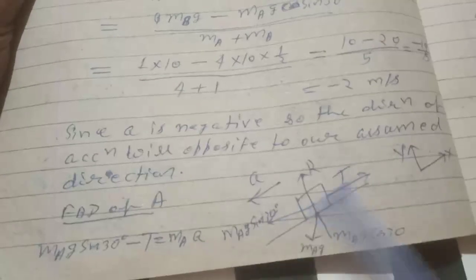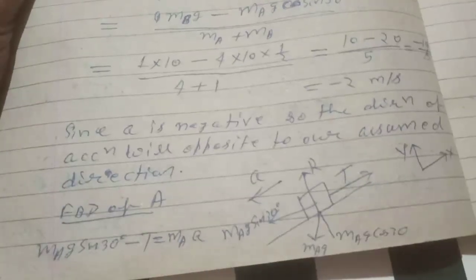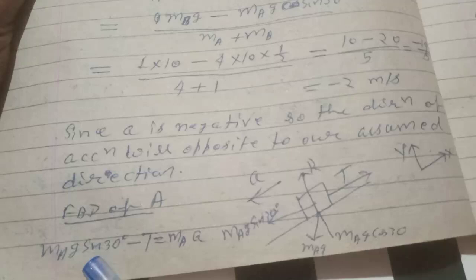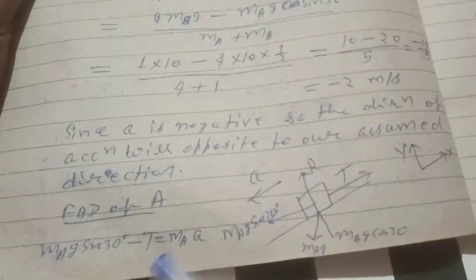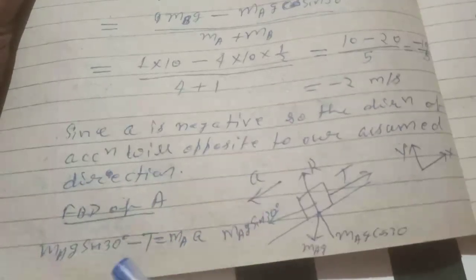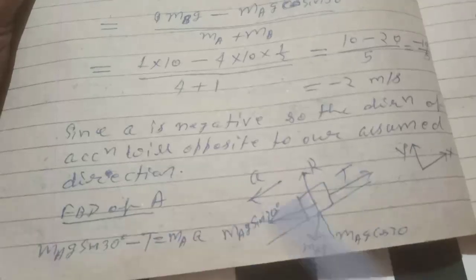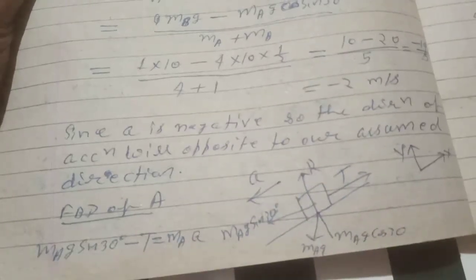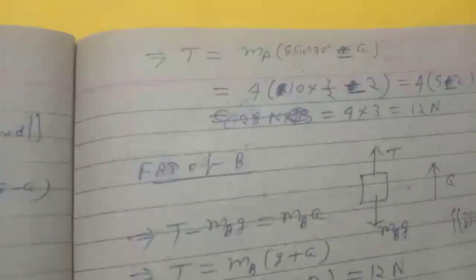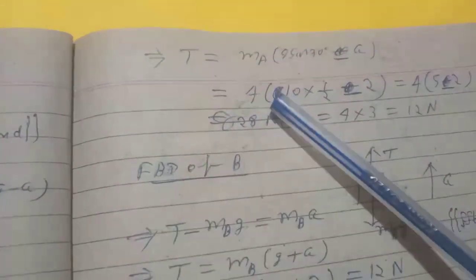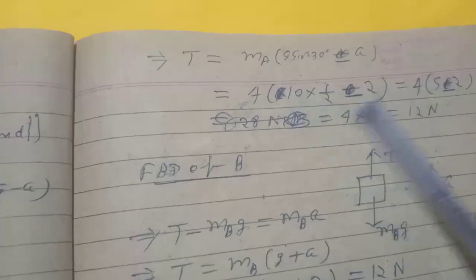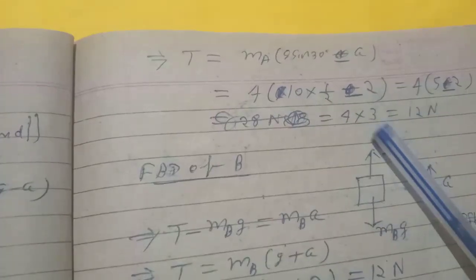So taking this direction, we can write the FBD of A as MA g sin 30 minus T equal to mass into acceleration. Net force in this direction equals mass into acceleration. So directly we get T equals MA into g sin 30 minus a. Putting all the values, we get T equals 12 Newton.